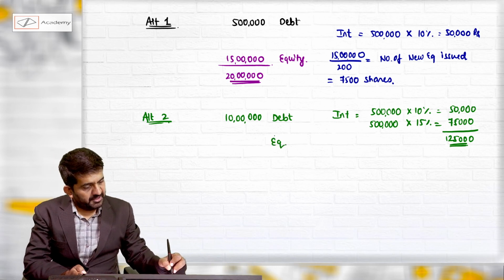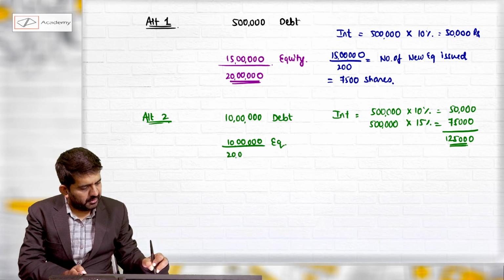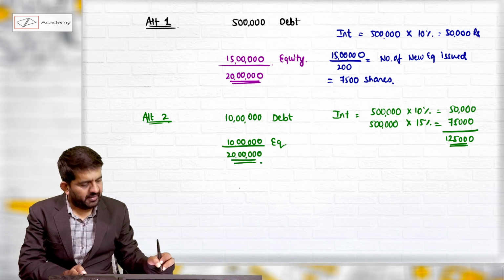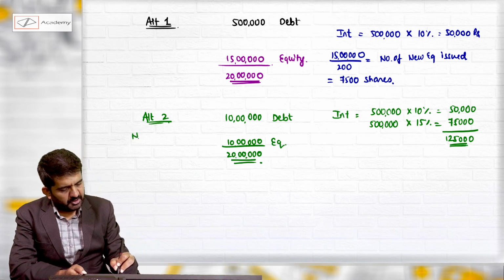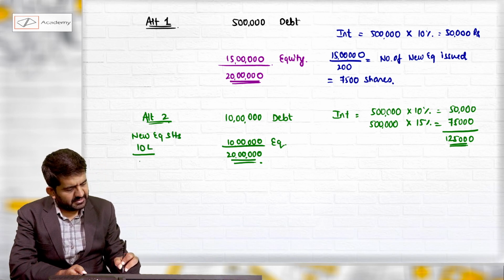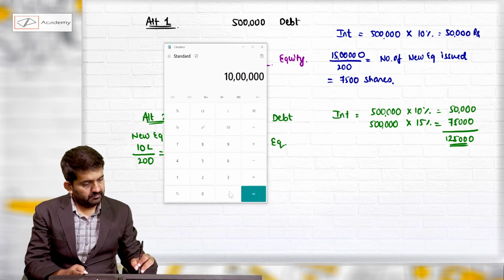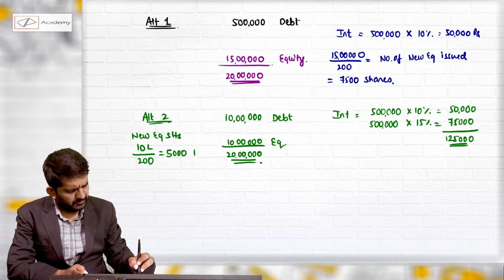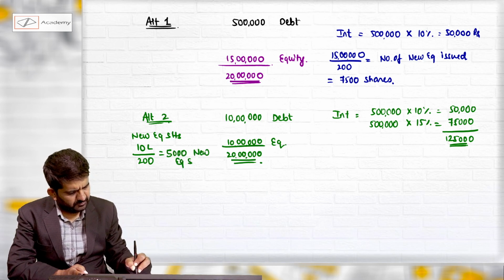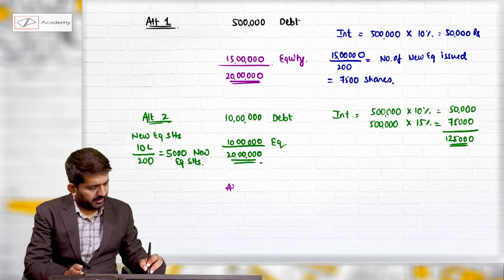How much equity will be issued? 10 lakhs. Total capital employed will be 20 lakhs. New capital employed will be 20 lakhs. How much new equity shares will be issued? 10 lakhs divided by 200, which is 5,000. This is alternative 2. Let us go to alternative 3.